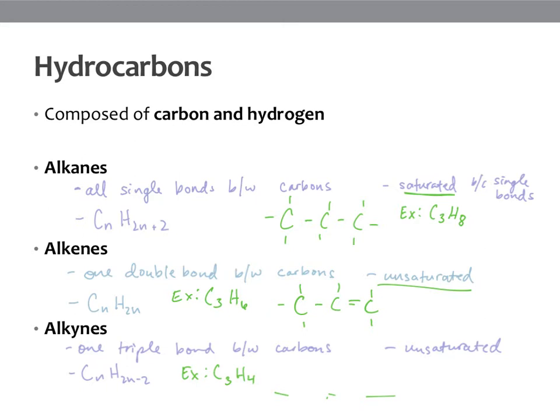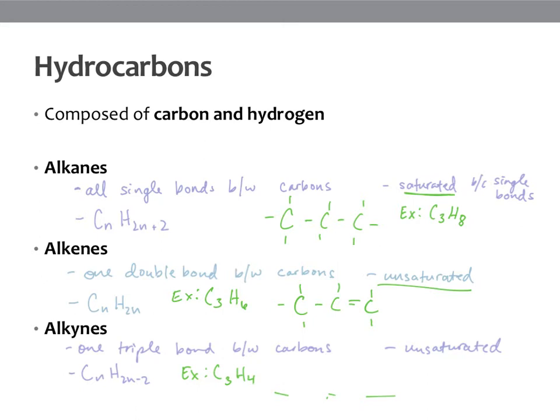And then lastly, we have alkynes, which have 1 triple bond between the carbons. And it's also, like alkenes, unsaturated because of the triple bond. So if you have a double or a triple bond, it's considered unsaturated. And its general formula you can find on table Q, CnH2n-2. So you double the amount of carbons and subtract 2 to get the number of hydrogens. As our example, C3H4, you double 3, you get 6, and you take away 2 to get 4.